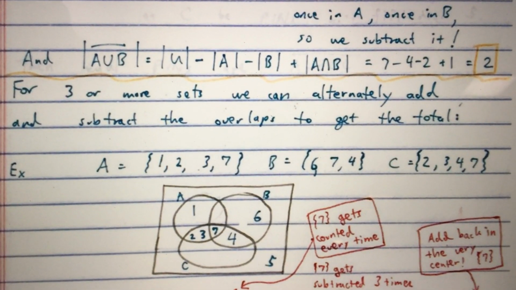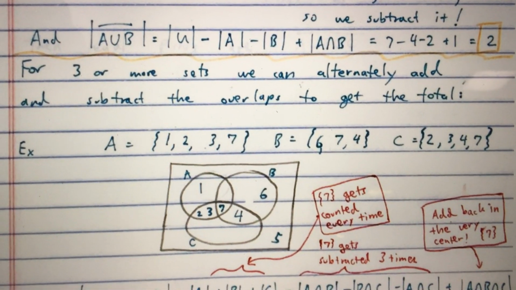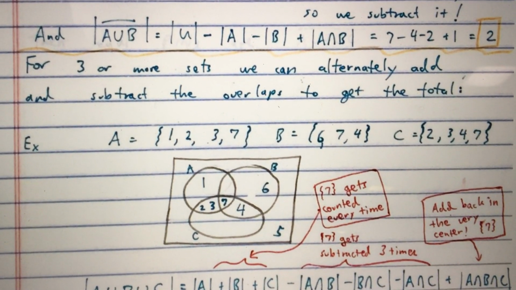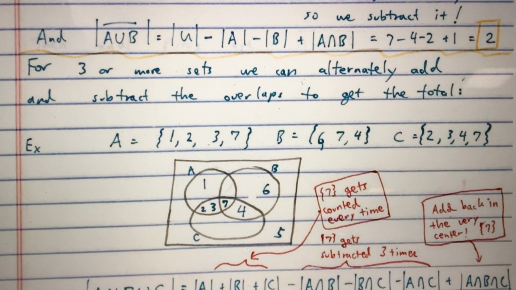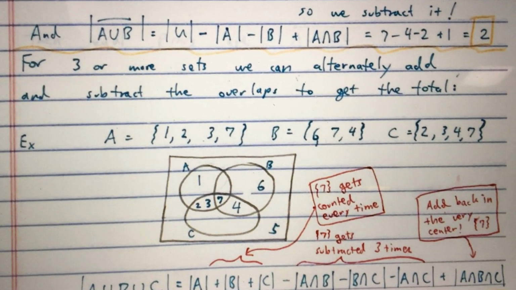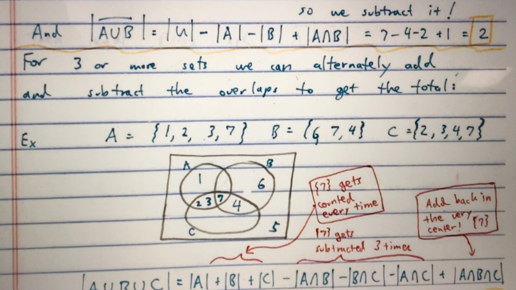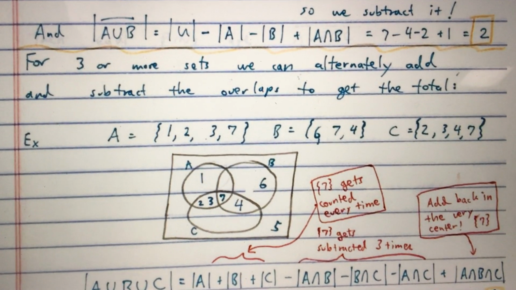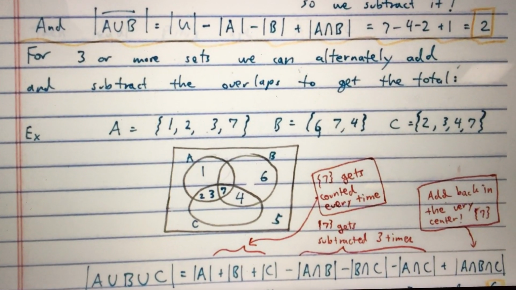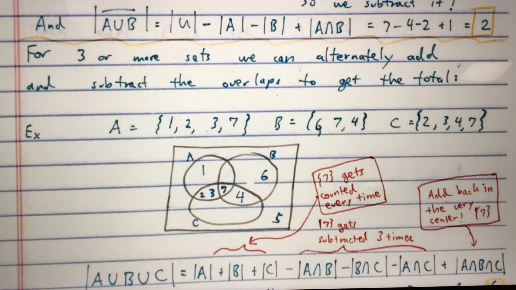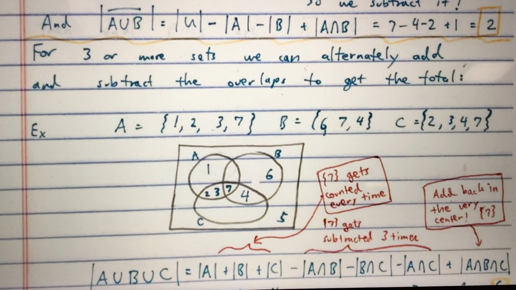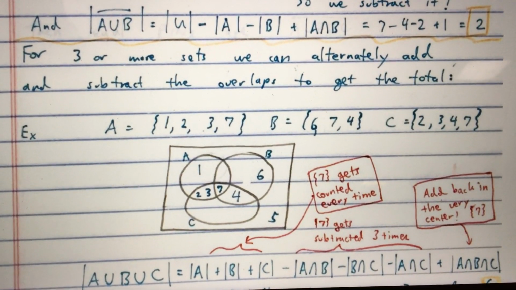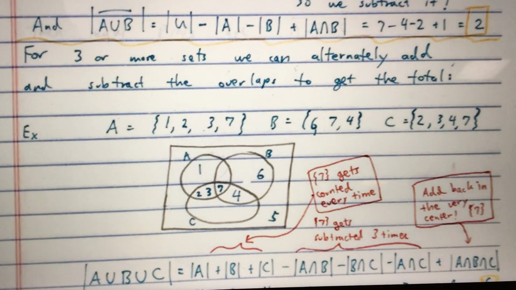Now, for 3 or more sets, you can keep this up. You can alternately add and subtract the overlaps to get the totals. So here's an example where there are 3 sets, A, B, and C, still the same U, and they all overlap each other. It's a classic Venn diagram where there's an intersection between any 2 and an intersection of all 3.